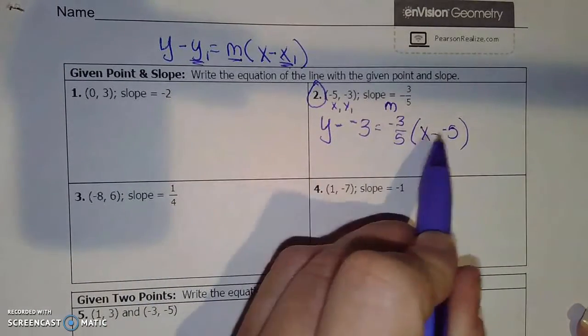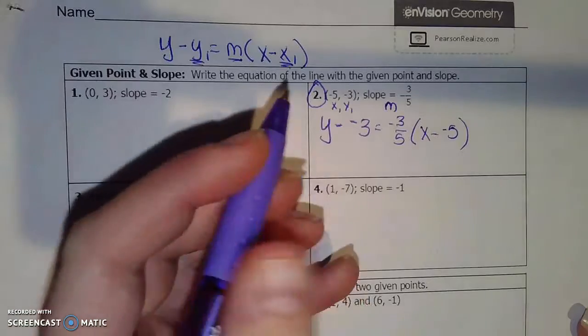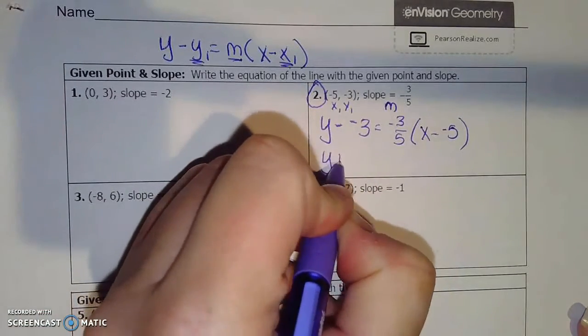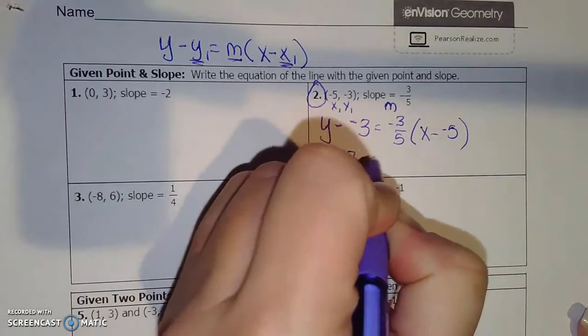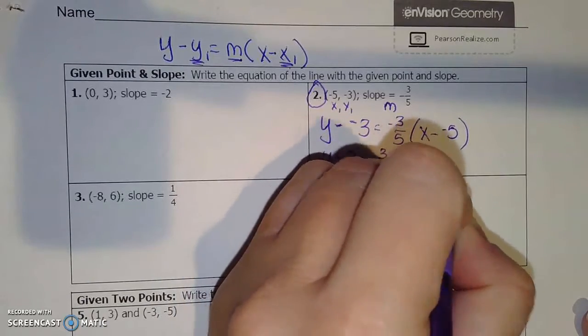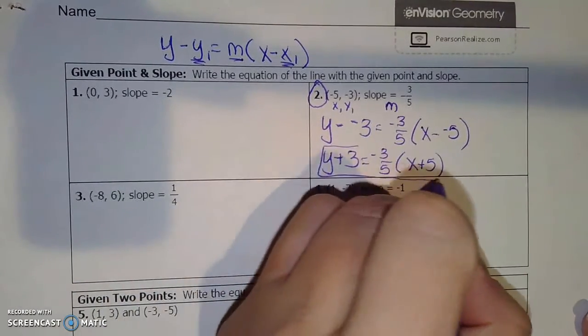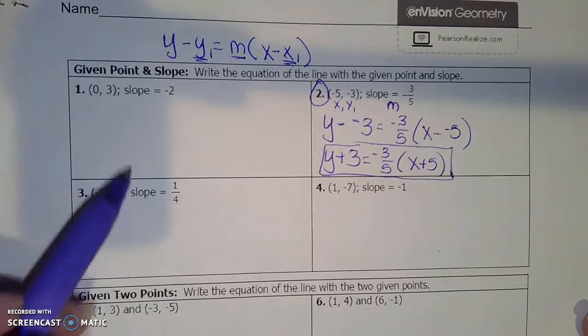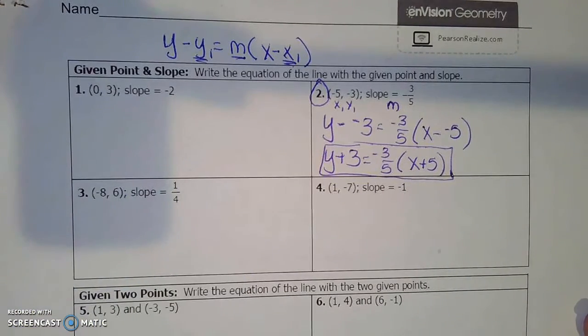Now whenever I have two negatives next to each other, those turn into positives. So I do y plus 3 equals -3/5, parentheses, x plus 5. And that would be my answer. And you do the same thing with these ones.